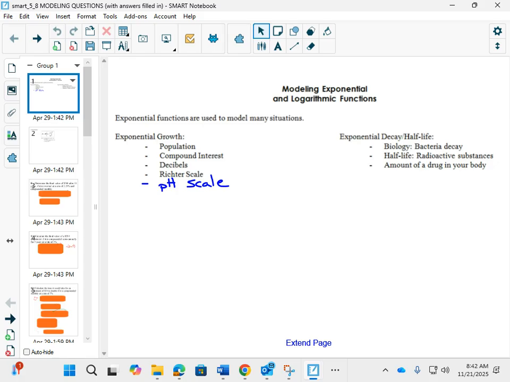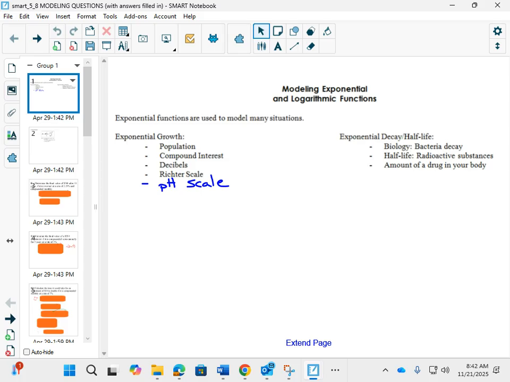So, real life examples. Population growth is usually exponential. It can be represented with a formula that uses an exponential function. Compound interest, decibels, the Richter scale, pH scale in chemistry.